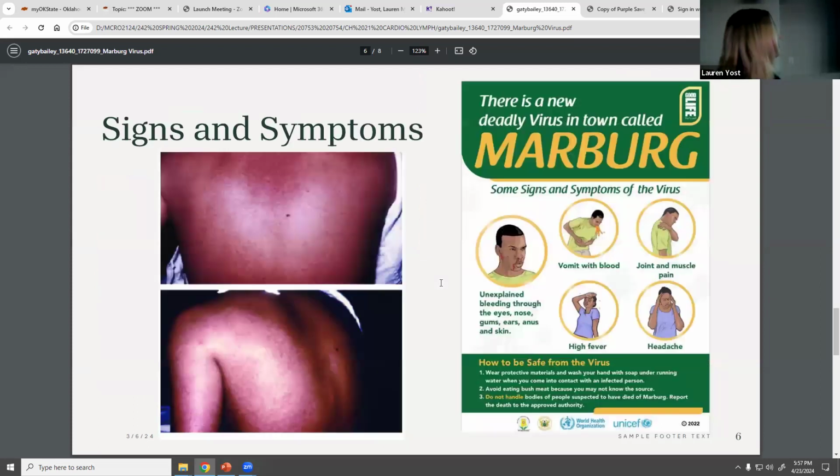So these are the signs and symptoms. Marburg can have an incubation period of 2 to 21 days. Early signs and symptoms are similar to influenza, and after the sickness progresses, it is similar to Ebola. These symptoms include muscle aches, fever, chills, headache, and sore throat. 3 days after the illness, bloody diarrhea, abdominal pain, nausea, and vomiting will begin.